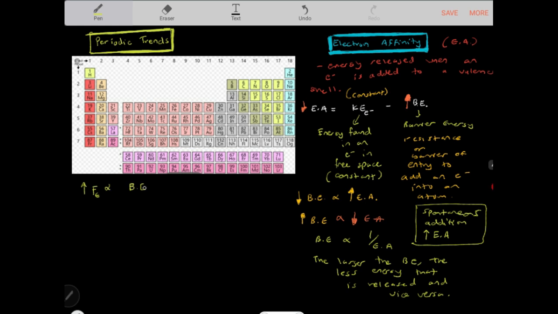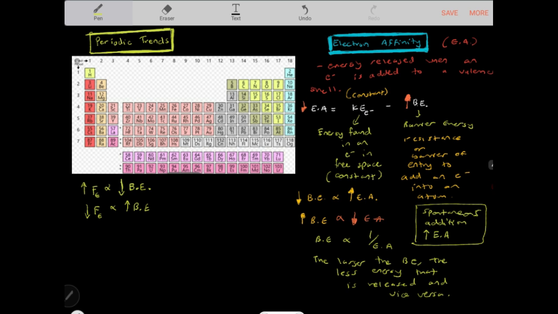Okay, so if the force of attraction of the nucleus to external electrons is higher, then the barrier energy should decrease, and vice versa. If the force of attraction is lower, then the barrier energy should increase, right? There's more resistance in adding an electron in if there isn't that attractive pull that will basically cause electrons to come into an atom, right?